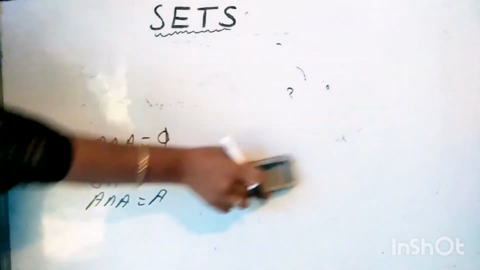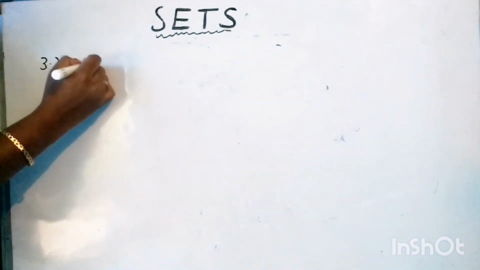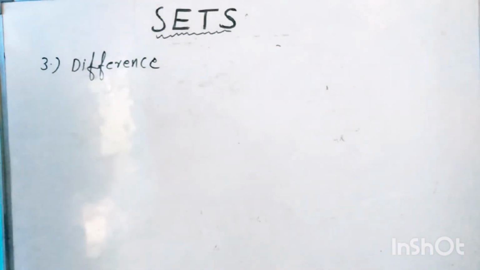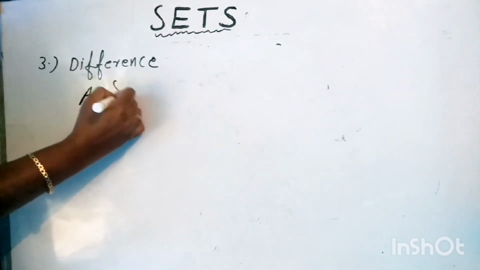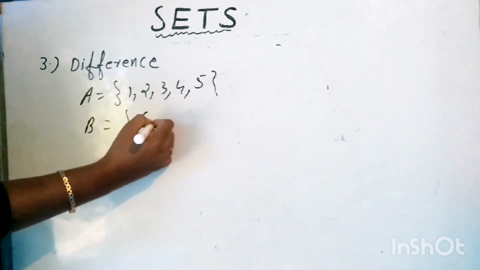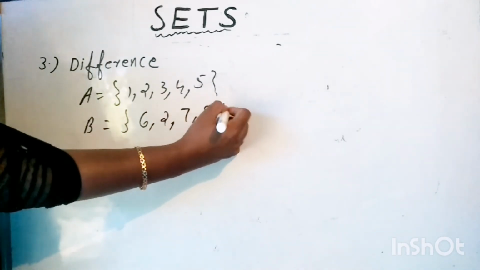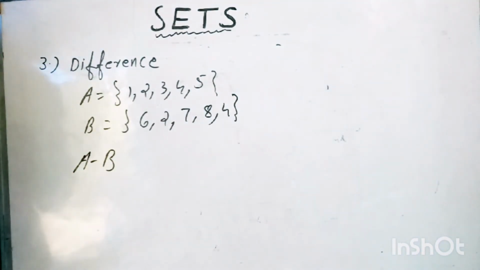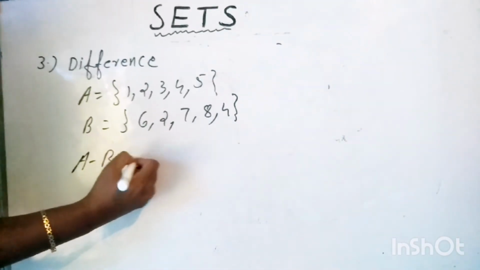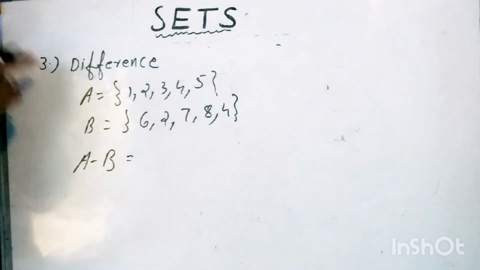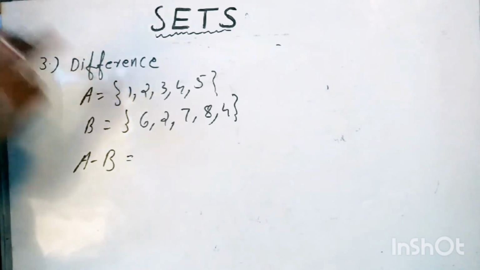Now the third operation is difference of sets. That is, if A is equal to 1, 2, 3, 4, 5 and B is equal to 6, 2, 7, 8, 4, then A minus B is the difference of A and B. A minus B means we need to find out the elements in A but not in B.